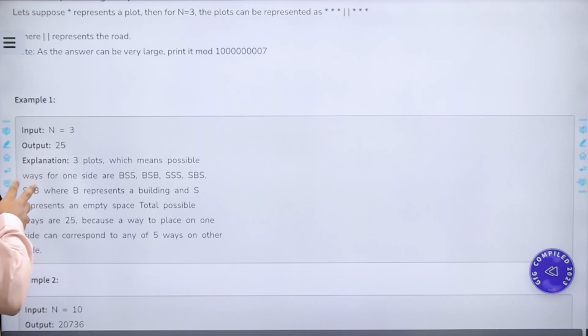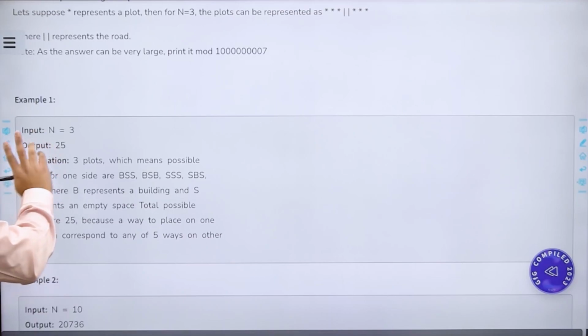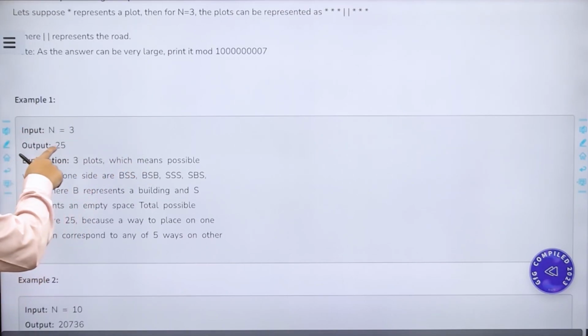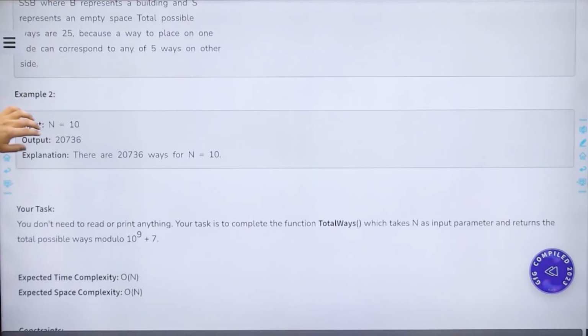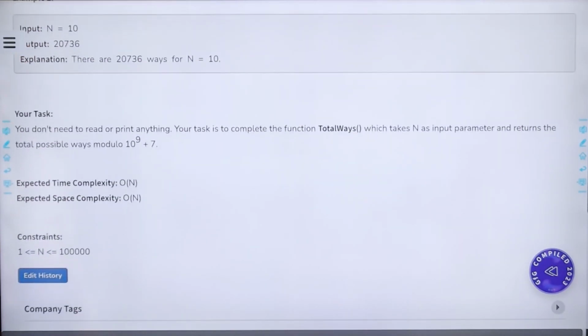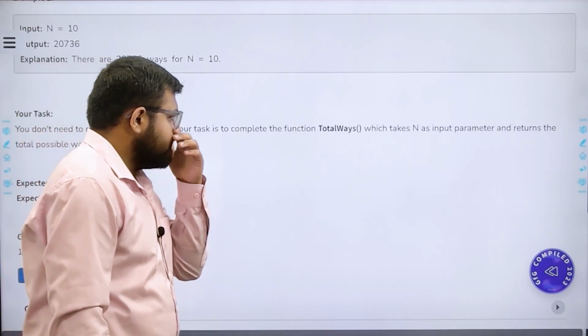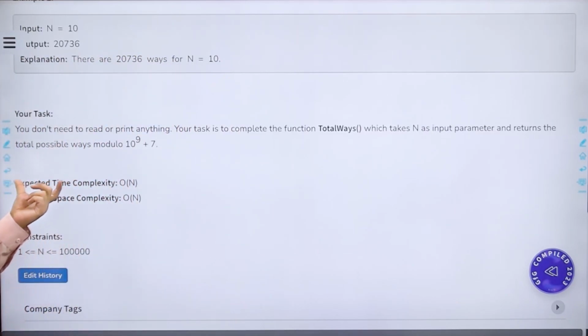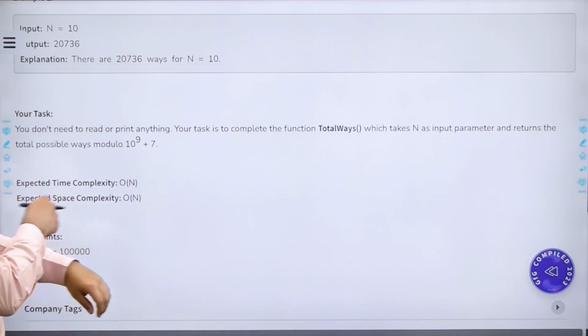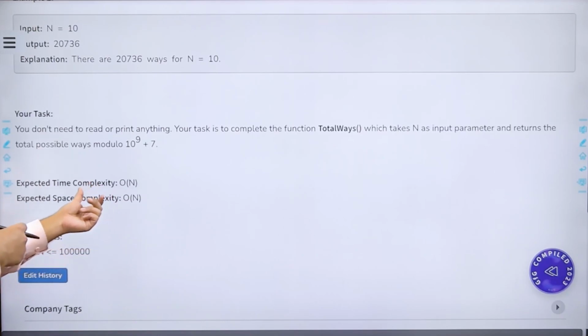There are a total of 25 ways in which we can build on the plots such that there are no two consecutive buildings. We will see how it becomes 25. Okay, similarly for n equals 10 the answer is 20,736. You don't need to read input or print anything. The task is to complete the function total ways, which takes n as input parameter and returns the total possible ways modulo 10 to the power 9 plus 7. The expected time complexity is O(n) and expected space complexity is also O(n), and the constraints are given here.